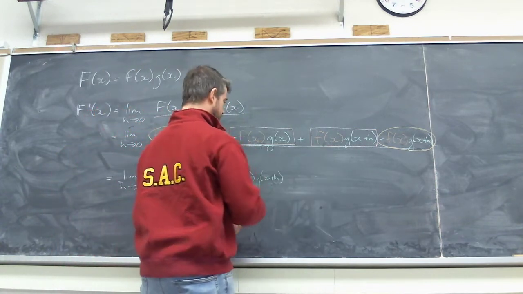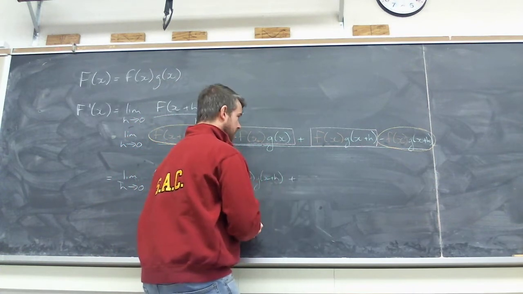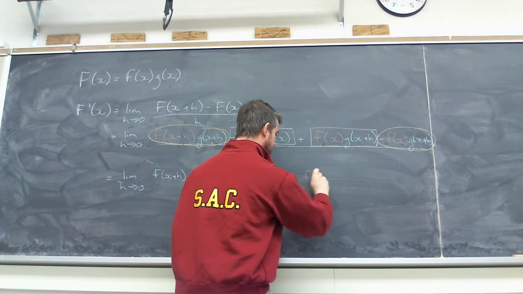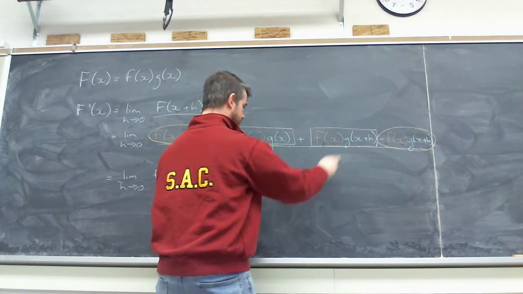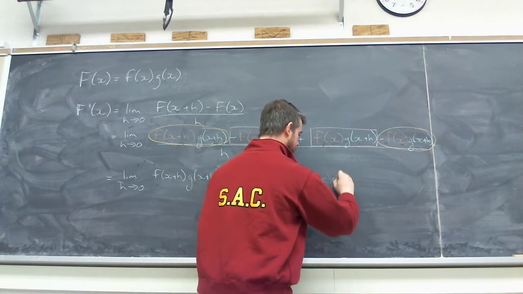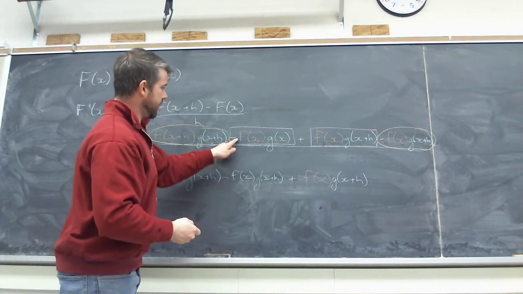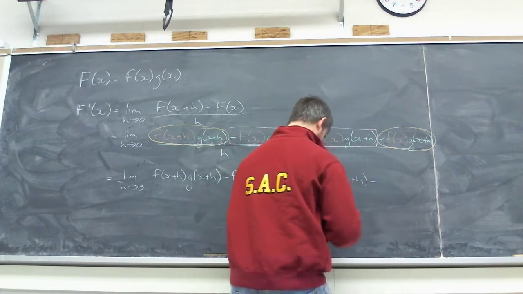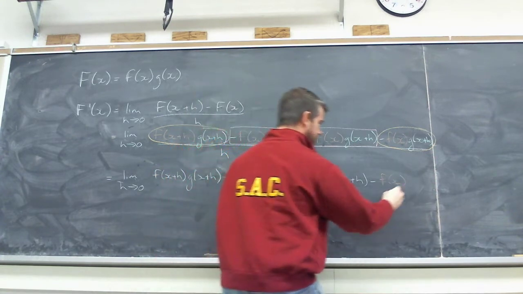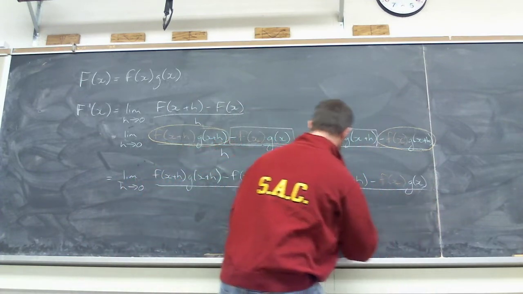Then my pink terms. So I'm going to have plus f of x, which I've got multiple colors of chalk, and I'm going to do this term first. So times g of x plus h. And you might be wondering why I've switched from green to white, but that'll be clear in a second. And then I'll subtract f of x plus h, f of x times g of x. And remember, that's still all over h.